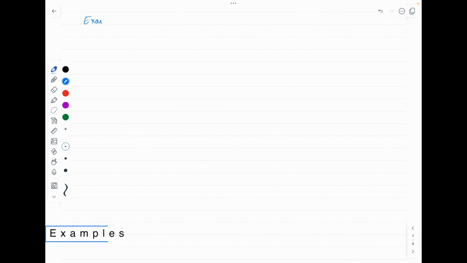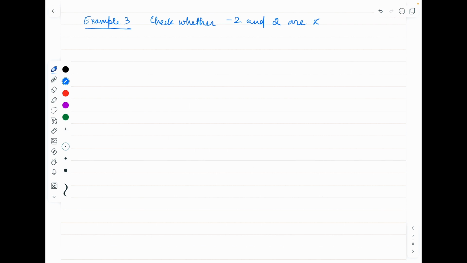Example 3 is, check whether minus 2 and 2 are zeros of the polynomial x plus 2. Okay, x plus 2.